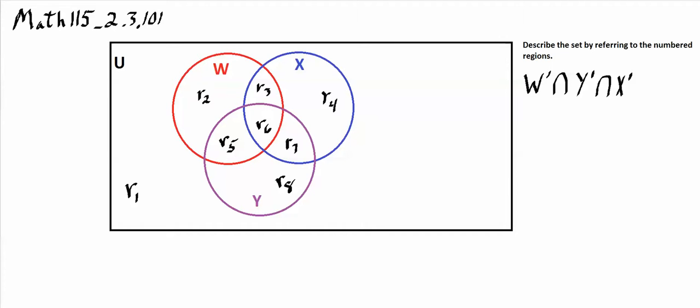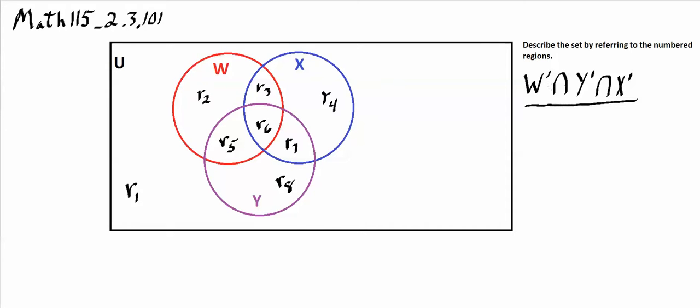Describe the set by referring to the numbered regions. The set that we're going to be describing is this one right here, which is W prime intersect Y prime intersect X prime. We're going to just basically use the order of operations here. We're going to start from left and go to the right.